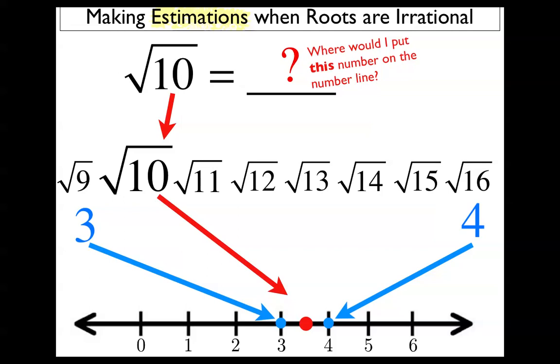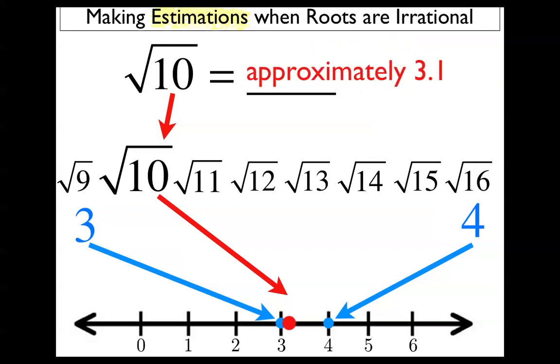But of course, do you think it's going to be exactly 3.5 right in the middle of those two numbers? No, because where is the square root of 10? It's actually closer to 9 than 16, right? So what would be a good estimate for the square root of 10? Not 3.5, but maybe something more like 3.1 or 3.2.